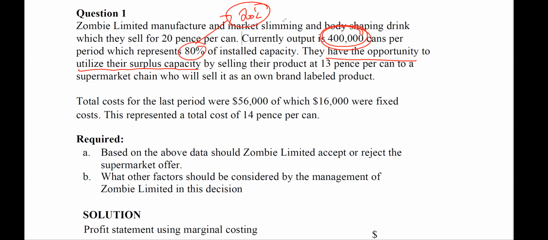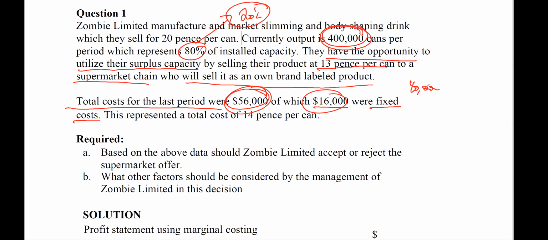You get the idea. So by selling their product at 13 pesos per can to a supermarket chain who will sell it as their own branded label product, total cost for the period was 56,000, out of which 16,000 is fixed cost, meaning how much is variable cost? If 16,000 out of these 56,000, that's 40,000. That means 40,000 is variable cost.